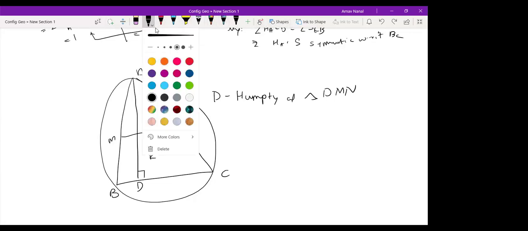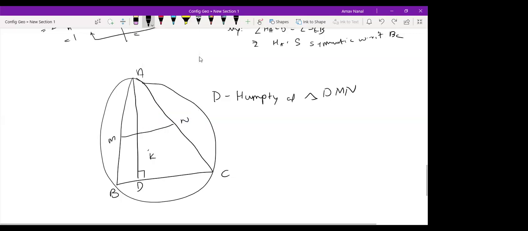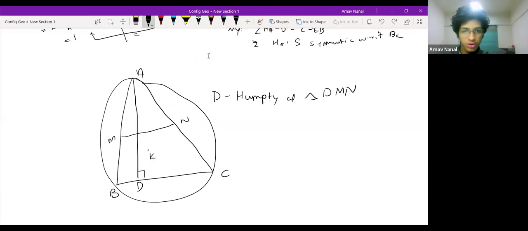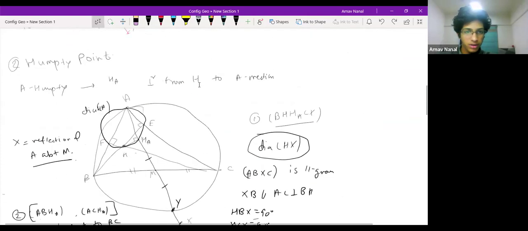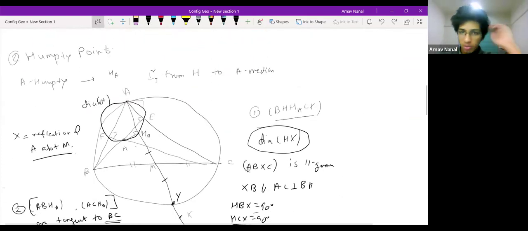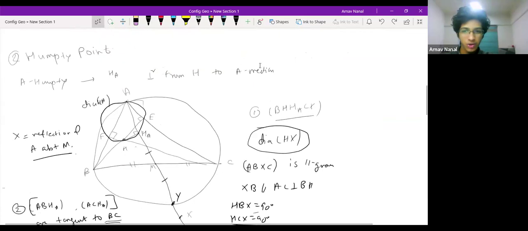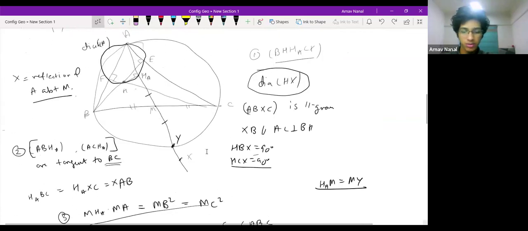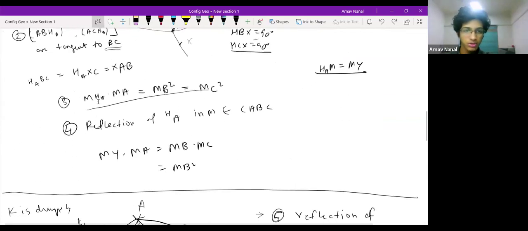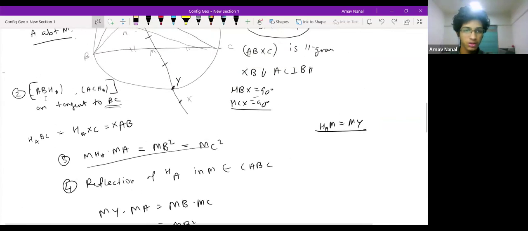Could you define the Humpty point? Okay, so the Humpty point is defined here. It's basically the perpendicular from the orthocenter to the median, but sorry, I forgot the exact definition. This definition is not quite used; basically these properties are mostly used. You can use this property or that property.